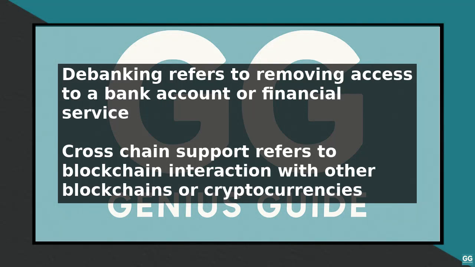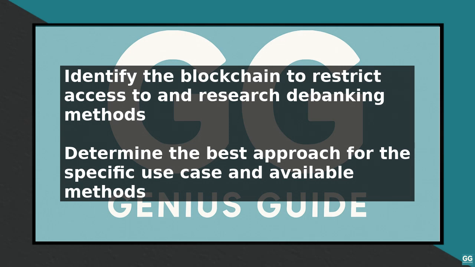To debank cross-chain support, you need to understand what debanking and cross-chain support mean. Debanking refers to the process of removing or restricting access to a bank account or financial service. Cross-chain support, on the other hand, refers to the ability of a blockchain or cryptocurrency to interact with other blockchains or cryptocurrencies. To debank cross-chain support, start by identifying the blockchain or cryptocurrency you want to restrict access to.